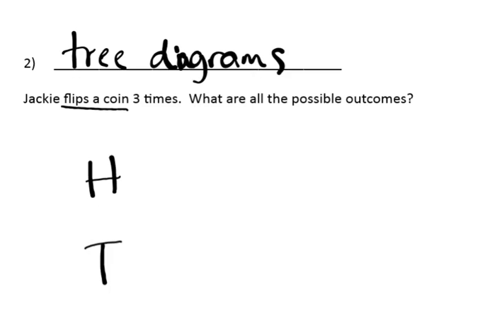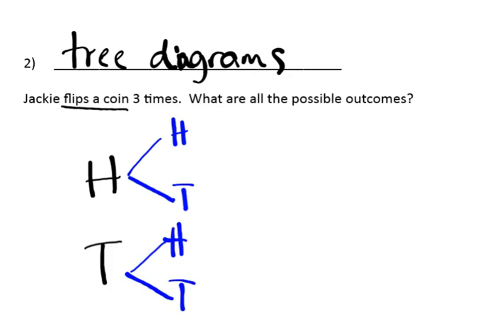So if she gets heads the first time, she could also get heads the second time, or she could get heads the first time followed by tails the second time. If she got tails first, she could get heads second. If she got tails first, she could get tails second. So now we've talked about 2 different flips of the coin. You see each column is kind of representing a flip.